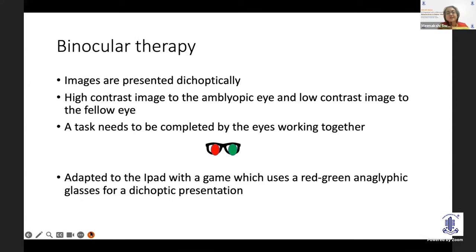And with some of them, there is also a risk of myopia progression. So let's quickly see what is the principle on which these binocular therapies are administered. The images are presented dichoptically, a high contrast image to the amblyopic eye and a low contrast image to the fellow eye. A task needs to be completed by the eyes working together. And this has been adapted to the iPad with a game which uses red-green anaglyphic glasses for a dichoptic presentation.